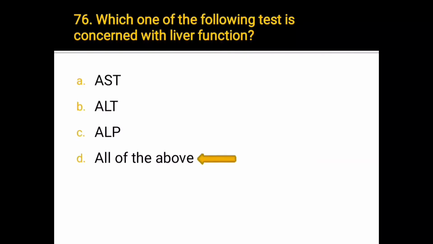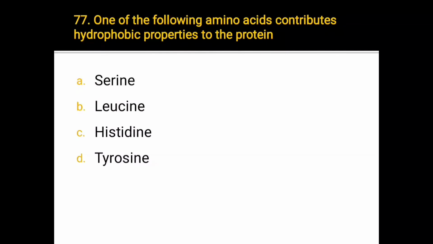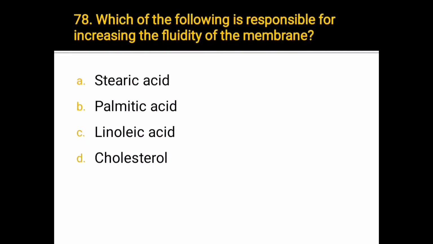One of the following amino acids contributes hydrophobic properties to the protein? A. Serine, B. Leucine, C. Histidine, D. Tyrosine. Correct answer B. Leucine. Which one of the following is responsible for increasing the fluidity of the membrane? A. Stearic acid, B. Palmitic acid, C. Linolenic acid, D. Cholesterol. Correct answer C. Linoleic acid.